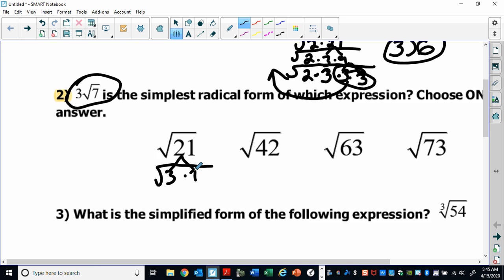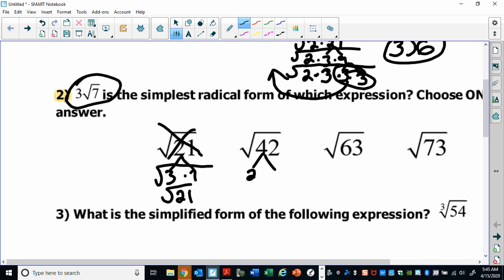And they're only factors of 21. Now, 3 times 7: you cannot break down 3, you cannot break down 7. So we're going to make that as simple as possible, and that's going to be the answer of the square root of 21. The square root of 21 does not equal 3 times the square root of 7, so this is not the answer. That's done.